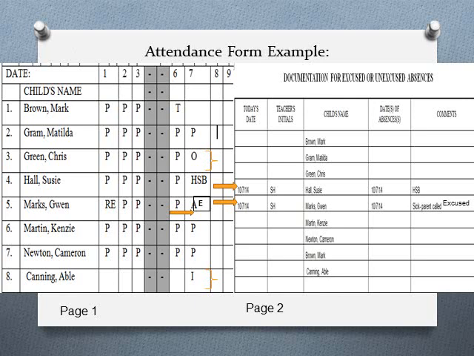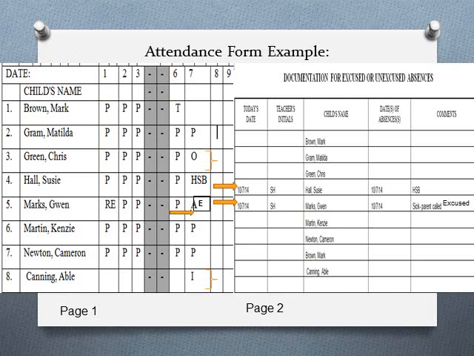In this example, you will see several different codes used to document attendance. First, Chris Green transferred out of the center effective the 7th day as denoted by O. Next, Susie Hall was absent due to Head Start business as coded HSB. This absence is noted on page 2 with the day of the absence and the reason.